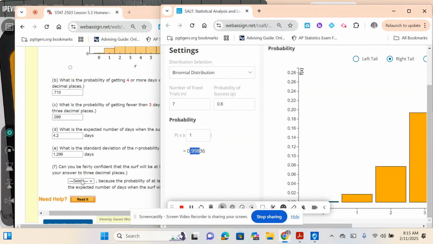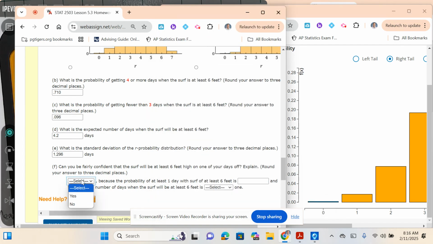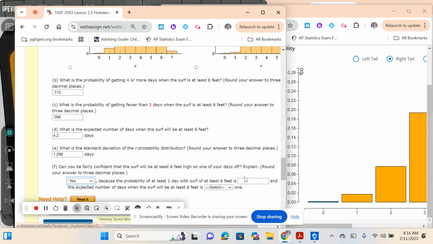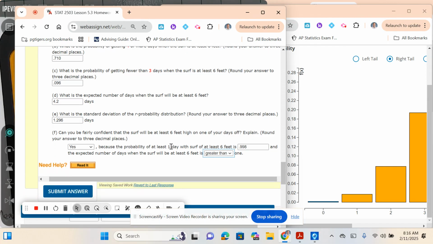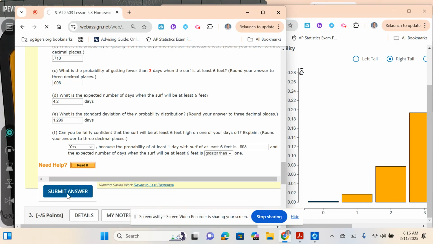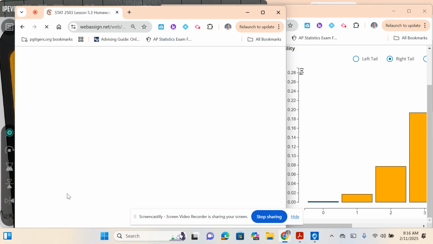So would you be pretty confident you're going to have at least one nice surfing day? There's a 99.8% chance you'll have at least one day. Yes, because the probability of at least one day with surf of at least 6 feet is 0.998. And the expected number of days of surfing at least 6 feet is greater than 1. The expected number of days is 4.2. So if you have 7 days off, you expect around 4.2 of them to be nice surfing days. And so you're very confident you're going to have at least one of those days off be a nice surfing day. So that's how we would approach that.